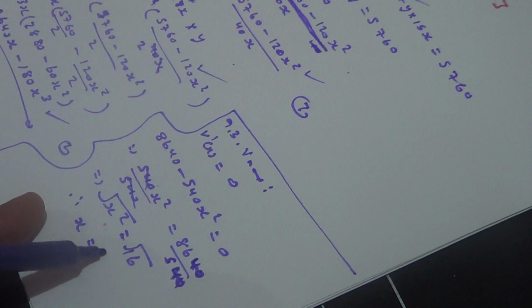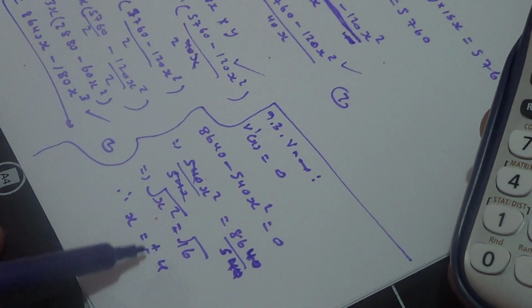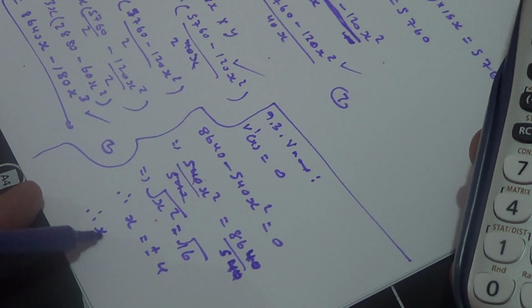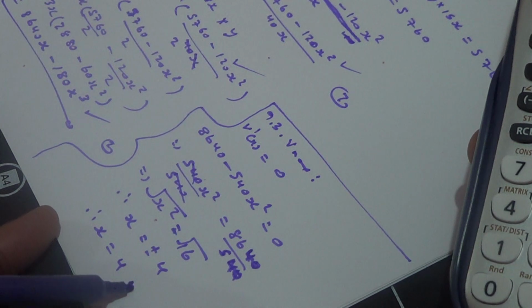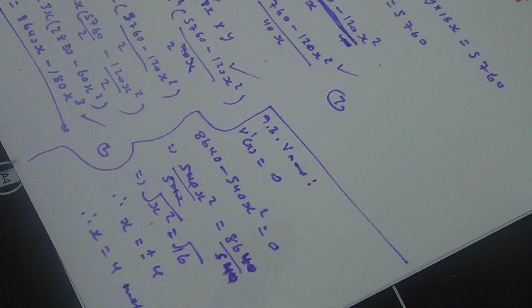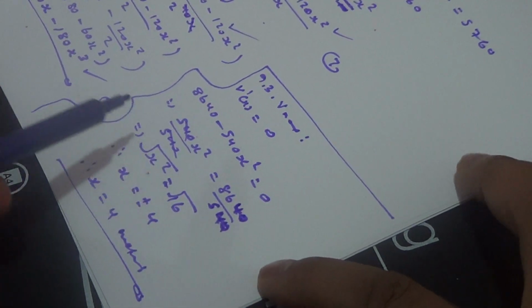Therefore, x is equal to plus or minus 4, right? But you can never have a negative meter. There's no negative distance. Therefore, x equals 4 meters. Because that was meters, they told us, so it's 4 meters. So how many marks? 4 marks here.